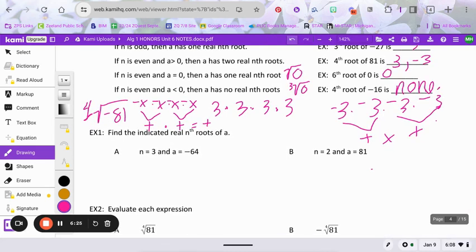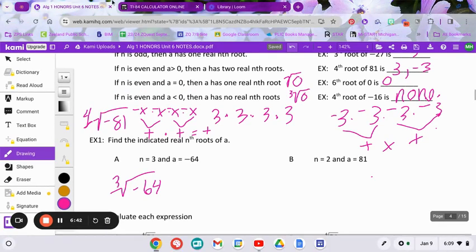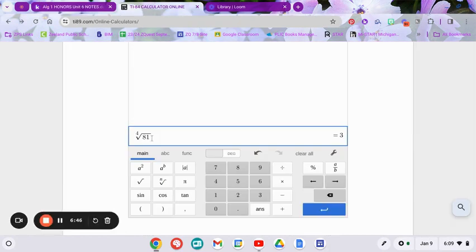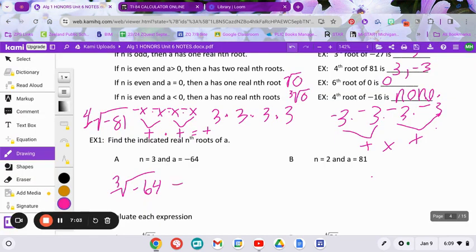So if we take a look at some examples here, this one says they want us to find the 3rd root of negative 64. Just thinking through this one, I already know that this could be possible because I do have that odd n. So it is possible to have a negative root. So let's go in here and plug her in. We've got the 3rd root of negative 64. That gives us negative 4. And again, because that's odd, I know there's only going to be 1 root.